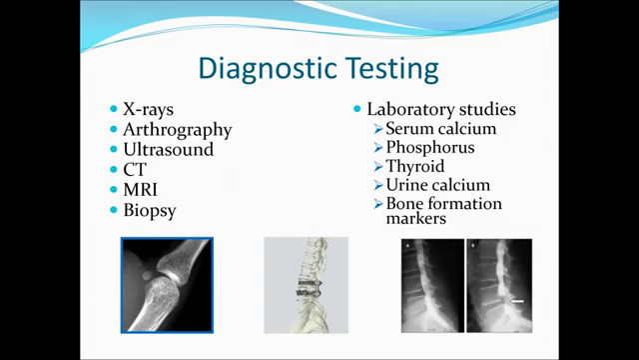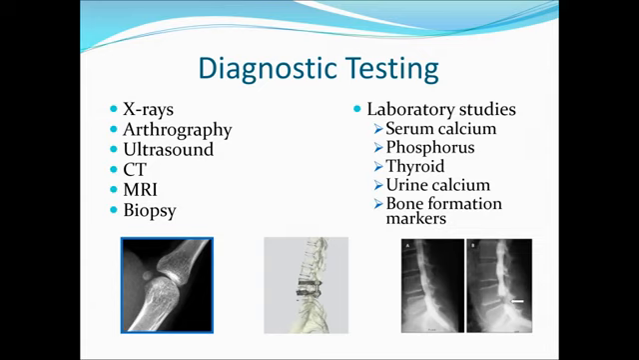Some lab studies that we can do, and this is all just blood work, okay? We can run a serum calcium level. That's pretty important. We can look at phosphorus. And calcium and phosphorus are inversely related. So if calcium is low, phosphorus is going to be high. If phosphorus is high, calcium is going to be low.